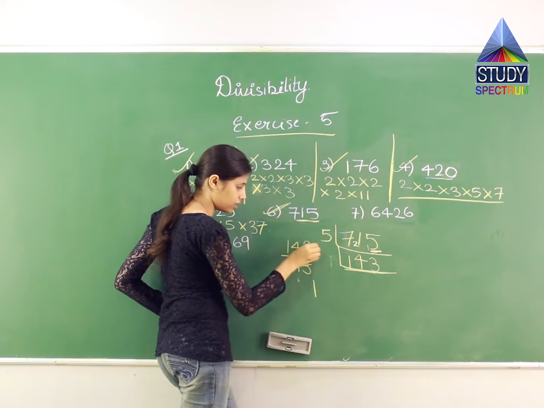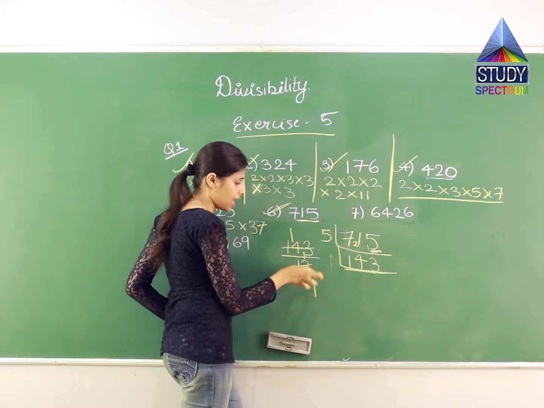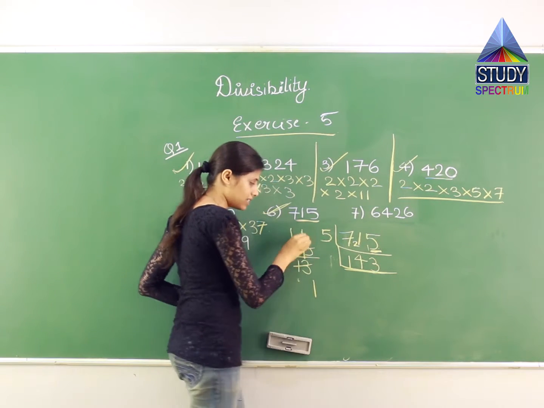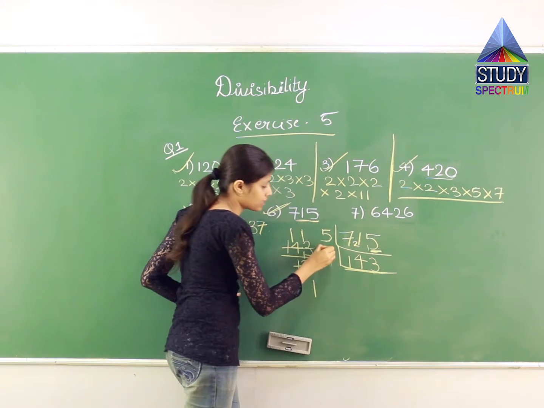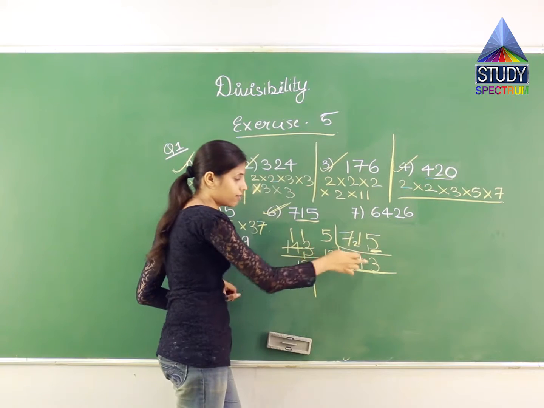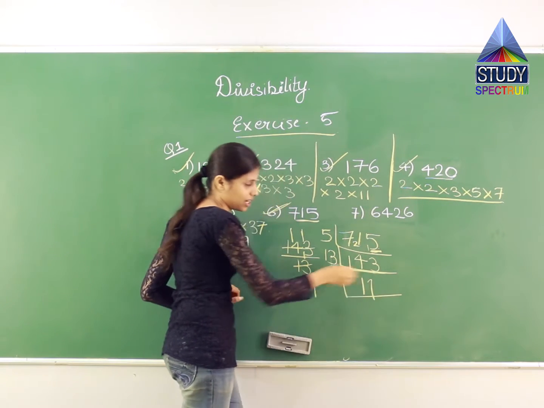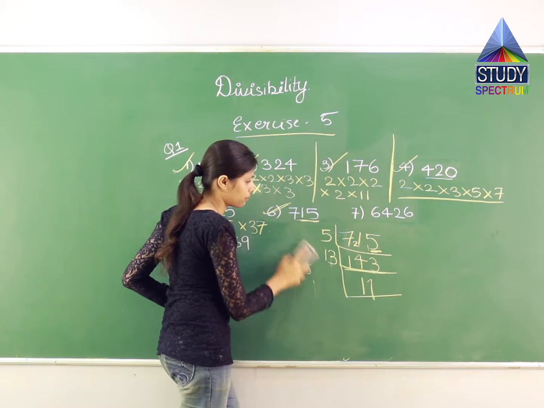13 1s are 13, but over here I have 14, so 14 minus 13 is 1, and 13 1s are 13, so 11. So that 11 is a natural number, right? So 143 can be divided by 13. When I divide 143 by 13, inside the factorization bracket I'll get 11. 11 is again a prime number.